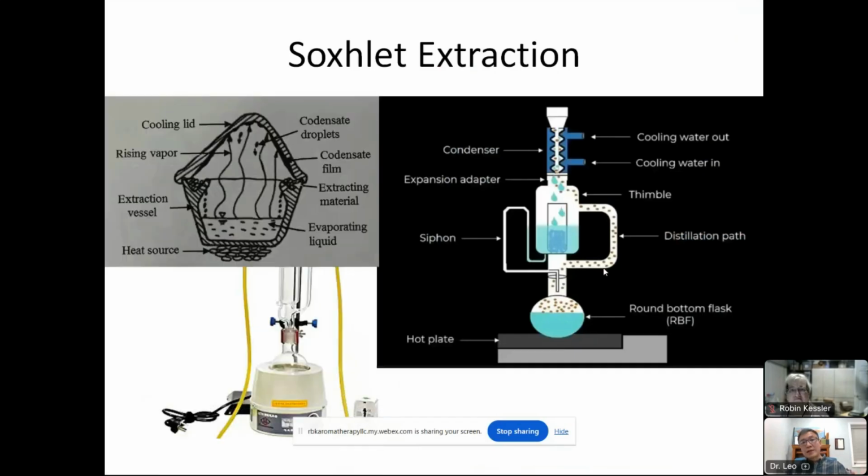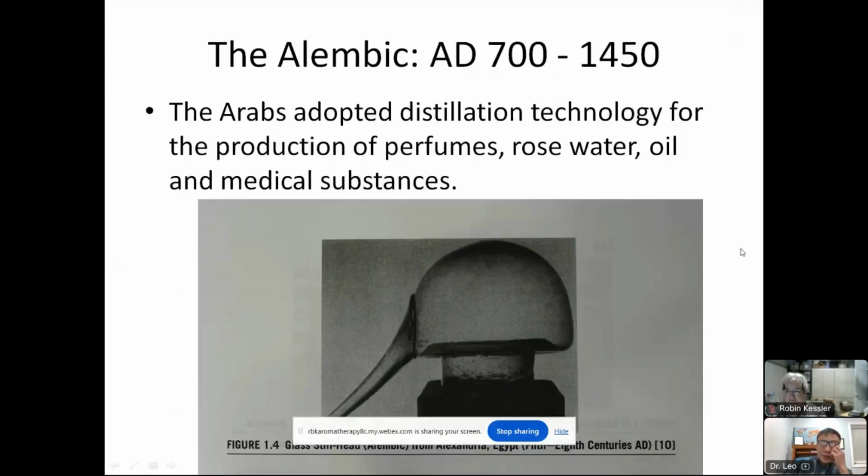It's quite similar to the jar method in the beginning, but obviously the shape is different now. In the Alembic period, the Arabs designed a special head. So the head has a better cooling function, and they also have a neck. The neck can lead the distillate out.